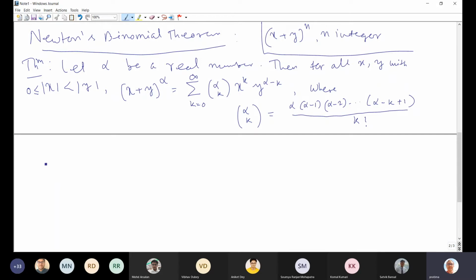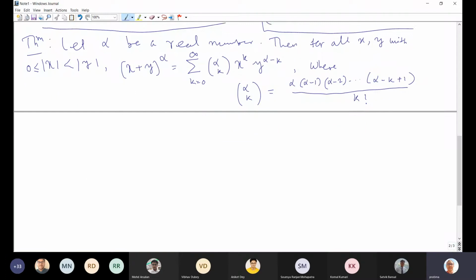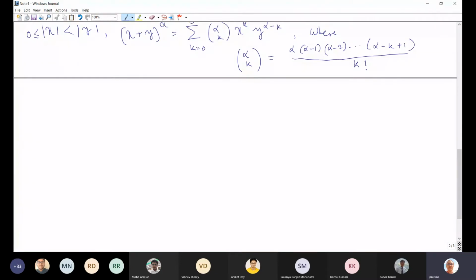And we'll use it. I'll again come back to this afterwards, after a few lectures. But before that, mainly we are interested in the pigeonhole principle. So today we'll discuss the pigeonhole principle. Newton's binomial theorem we'll revisit, maybe next lecture.